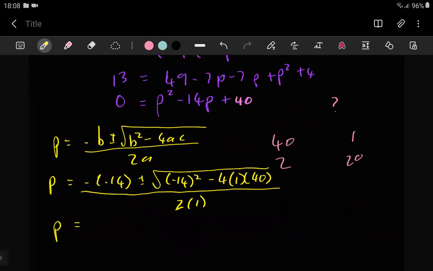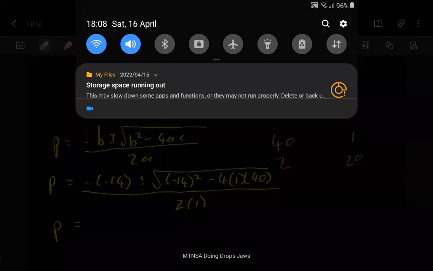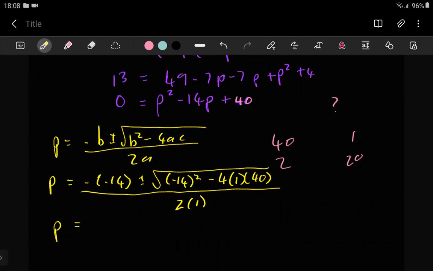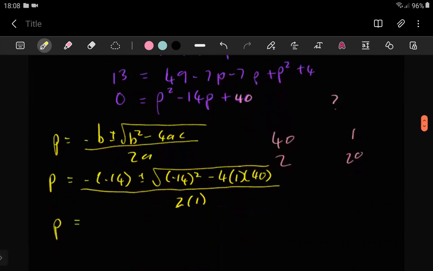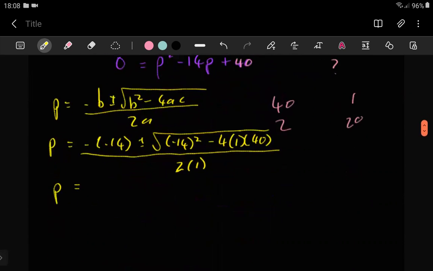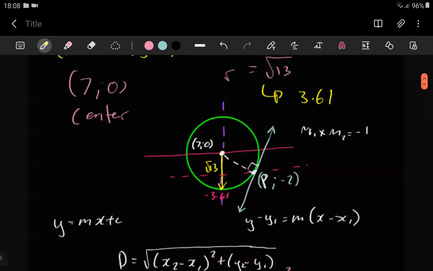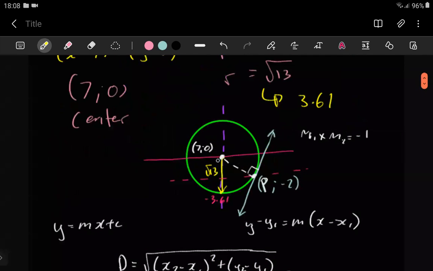I'll double-check. I don't see a mistake anyway. So minus 14 plus 40. And then what about putting this in the calculator? What is the value of p? Because we should at least get something that is bigger than 7 as an x value.